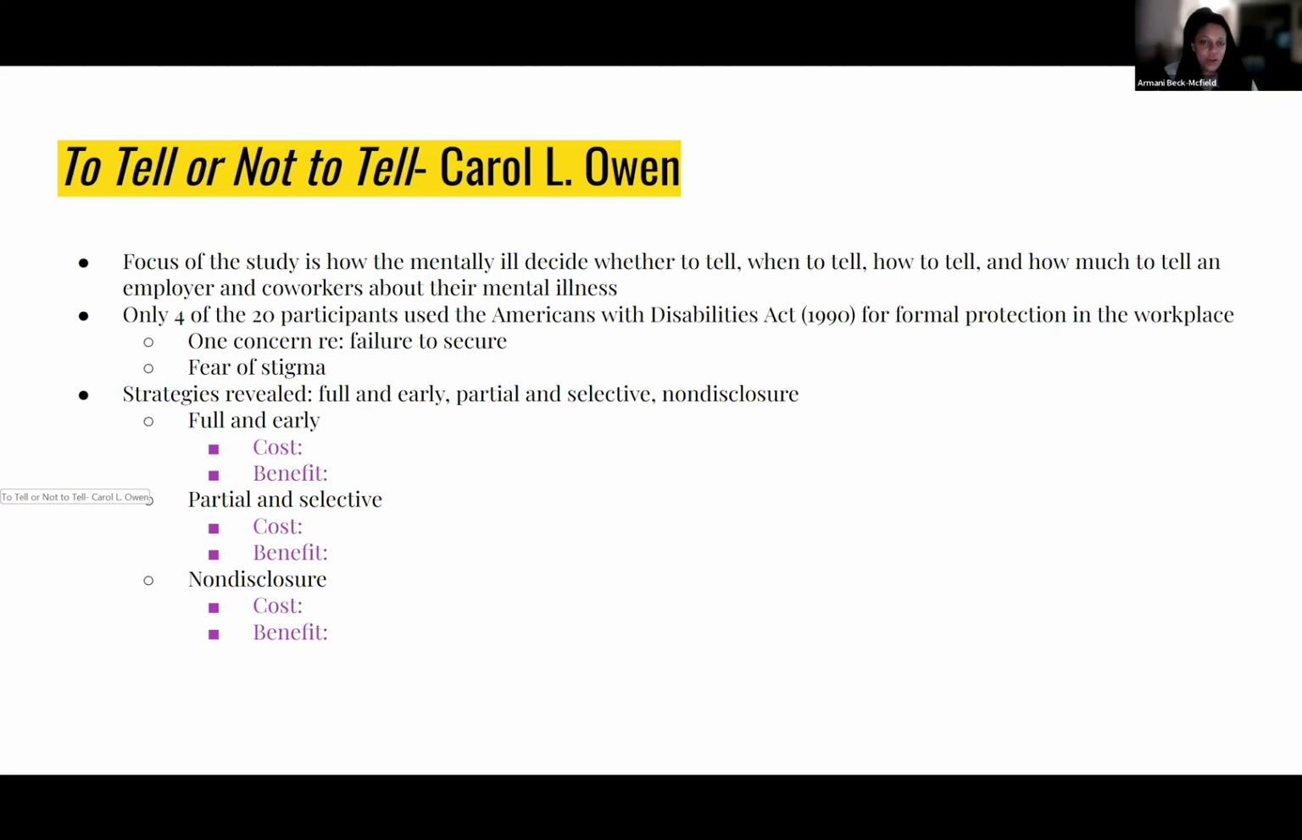And then finally, non-disclosure. You ain't telling nobody nothing. You don't care what happens. You don't care if you get caught talking to yourself in the middle of the hallway. You'll say you had a bad tuna sandwich before you tell them that you have schizophrenia. So what's the cost of non-disclosure? And then what's a benefit? Okay, sure, you did great.